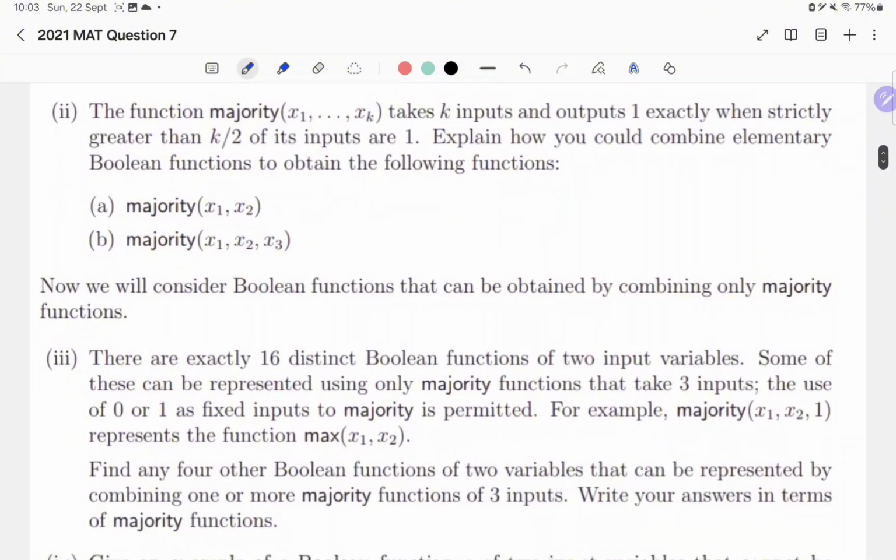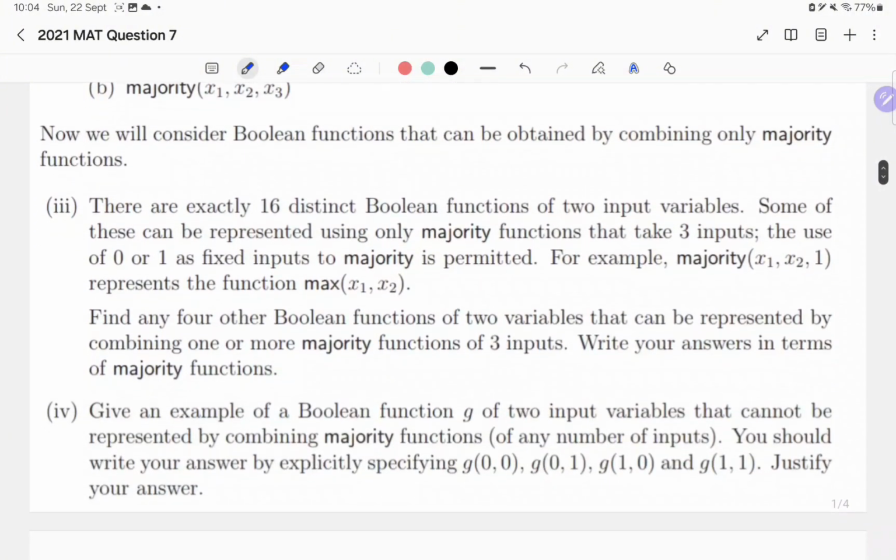Now we will consider Boolean functions that can be obtained by combining only majority functions. Part 3. There are exactly 16 distinct Boolean functions of two input variables. Some of these can be represented using only majority functions that take 3 inputs. The use of 0 or 1 as fixed inputs to majority is permitted. For example, majority x1, x2, 1 represents the function max of x1, x2. Find any 4 other Boolean functions of 2 variables that can be represented by combining 1 or more majority functions of 3 inputs. Write your answer in terms of majority functions.